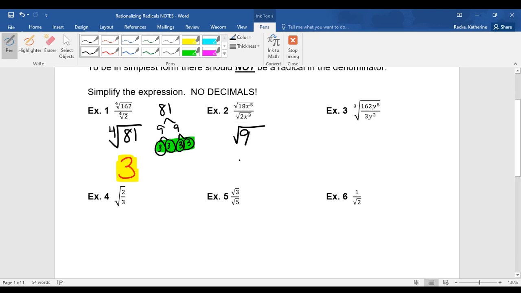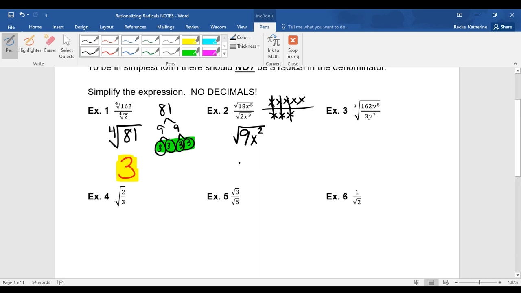When you have variables, okay, imagine it like this. I have 5 x's on the top, and I have 3 on the bottom. Well, how many can I cancel out? 1, 2, 3. How many do I have left, and where are they at? Are they on the top or on the bottom? So I have 2 x's left on the top, so I would leave them up top with my 9. Okay, I don't have anything left in the denominator. My numbers divided evenly, so now I have the square root of 9x squared.